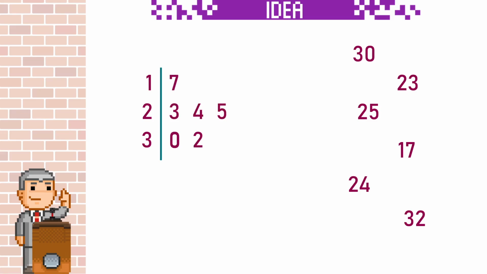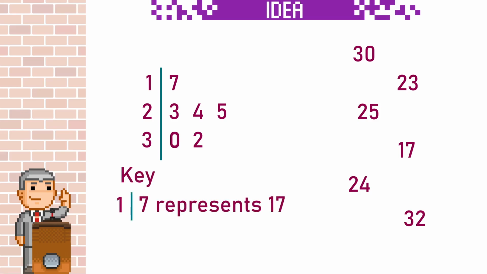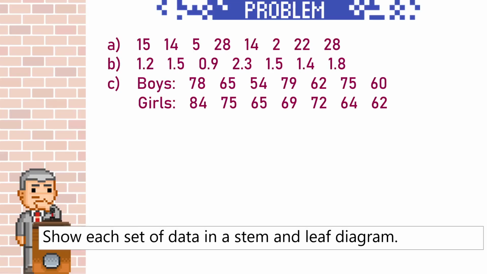And the second thing we must do is write a key. The reason for this is that 1 line 7 could have represented 1.7 or 17. So here we're just showing the person who's only got our stem leaf diagram and not the raw data that we had at the start of this question to say that the 1 line 7 represents 17. Let's go through these questions.